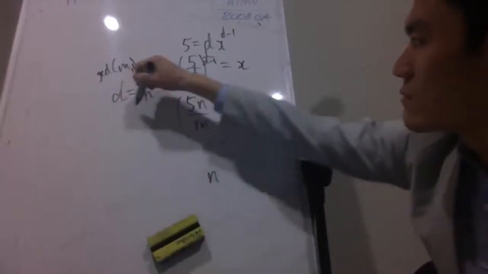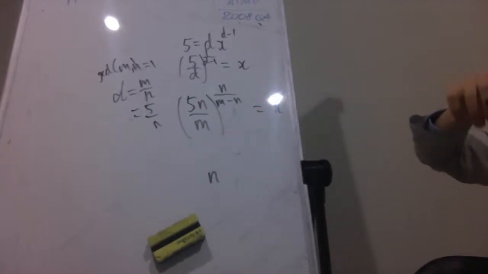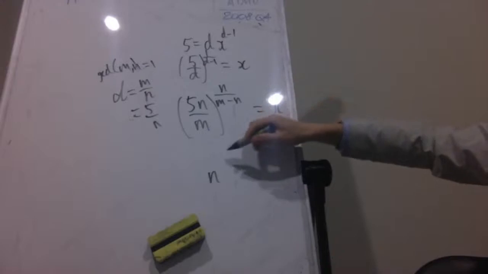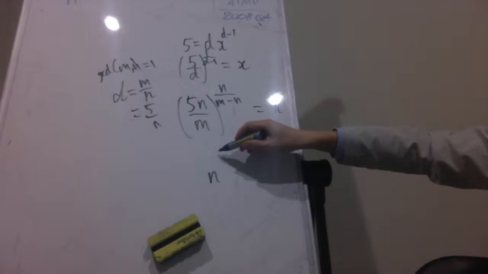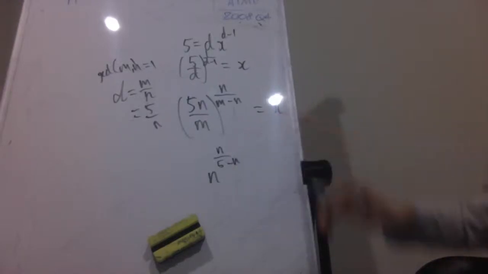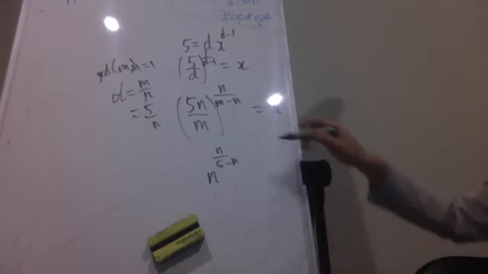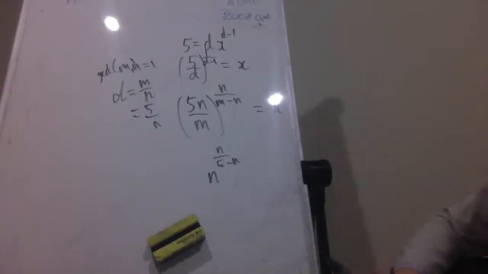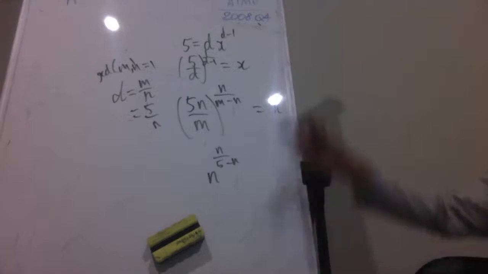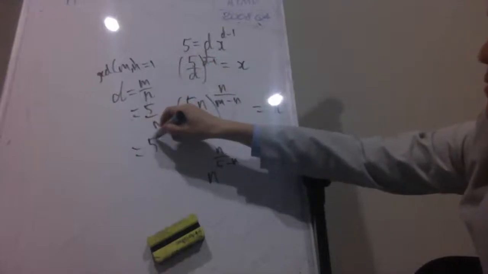So m equals 5, and then this is n to the power of 5 minus n, n on 5 minus n. You need n to be 4, or something easy is n equals 4, yes? So then this is equal to 5 over 4.